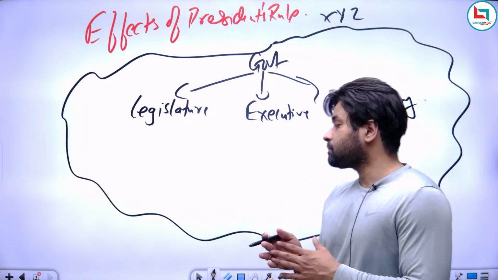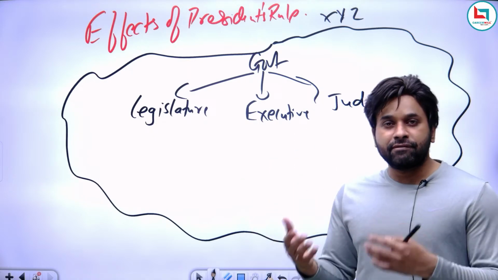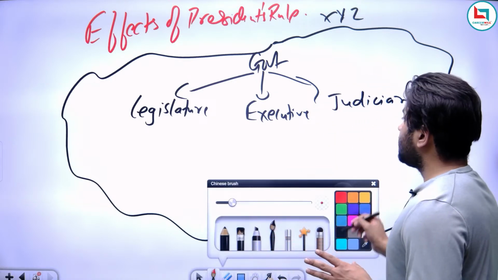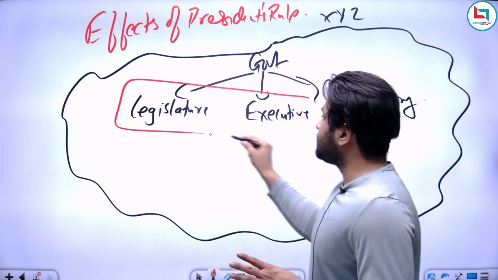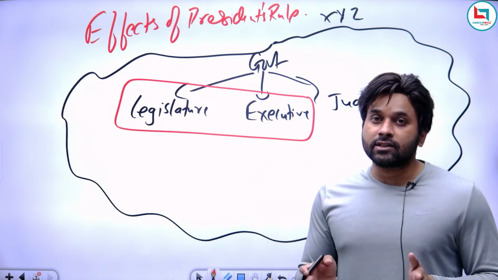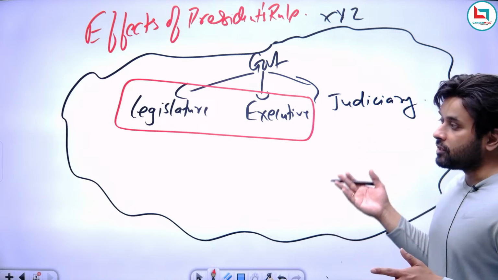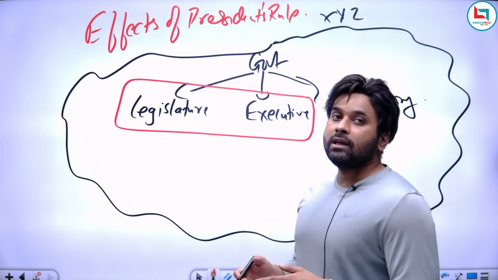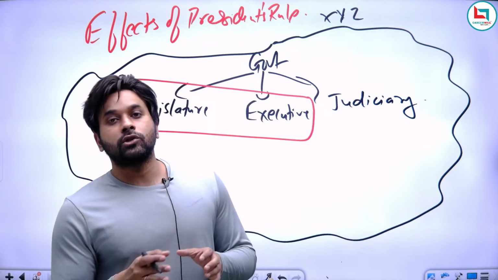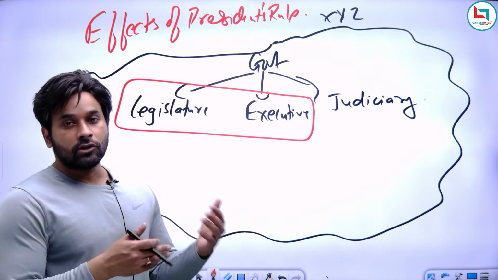Now remember, whenever President's Rule is imposed on any state, what will be the effect? Whenever President's Rule is imposed on a state, two organs of the state government come under the control of the center. The entire state is not affected during President's Rule. There are three organs of the government, and there is no effect on the judiciary. The effect will be on the legislature and executive. So during President's Rule, only two organs of the government come under the control of the central government, and there is no effect on the judiciary.